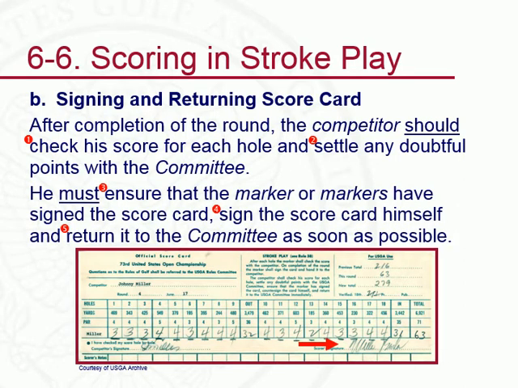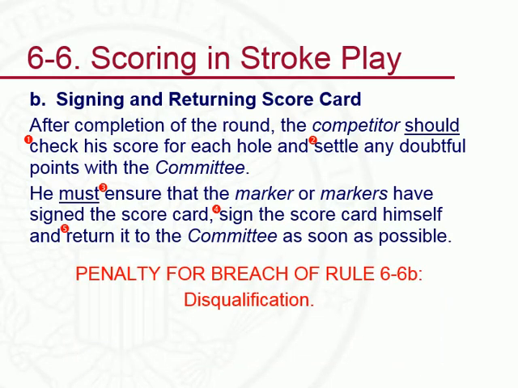Now the player must ensure that the marker or markers have signed the scorecard, sign the scorecard himself, and return it to the committee as soon as possible. So this is not a should, this is a must. The player must ensure that the marker has signed the scorecard, that he himself has signed the scorecard, and must return it to the committee as soon as possible. Penalty for this rule, 6-6B, is disqualification.